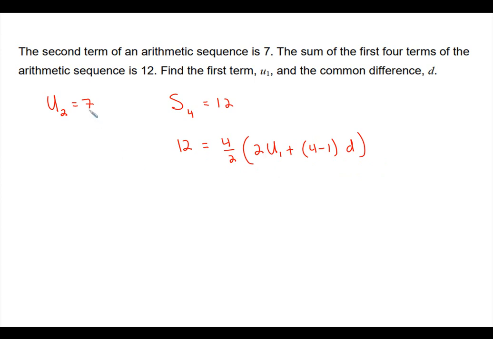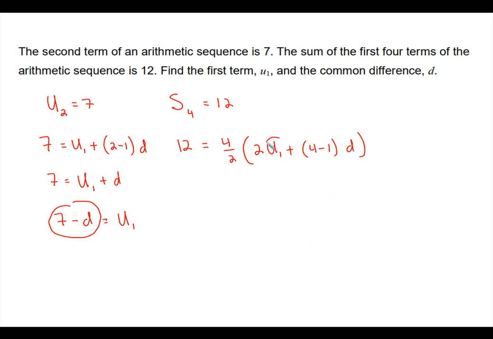Okay, so using this information, we're able to write this equation out using the sum formula. Same thing we're going to do here. If this is the second term, I'm going to use the nth term formula, which says the second term is equal to 7, so 7 is going to equal the first term plus n, in this case n is 2, minus 1 times d. So we're going to end up with u sub 1 plus d is equal to 7. So if you get u sub 1 by itself, 7 minus d is equal to u sub 1. Because what we're going to do now is take this and substitute it into the other equation right here.